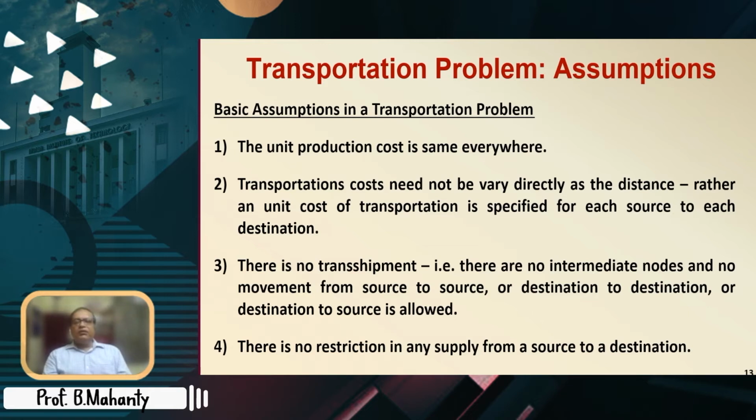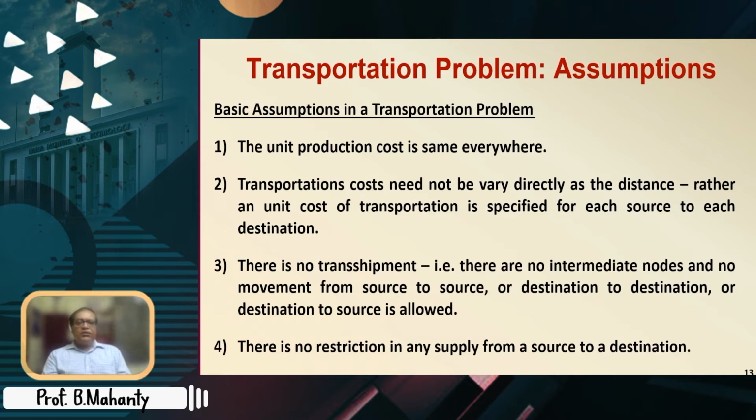Then transportation costs need not vary directly as the distance. Rather, a unit cost of transportation is specified for each source to each destination. Is it not? So it is not proportional to the distance. We are just putting a unit cost of transportation. Then the third constraint is very important.